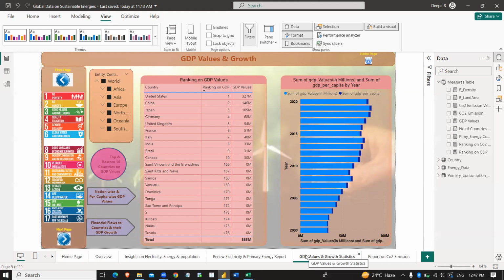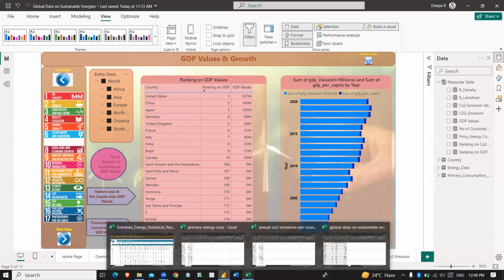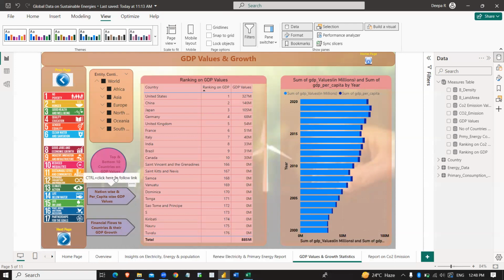So I thought of including the GDP values, where I'll be getting the actual values, where I can measure the countries and their GDPs. So I searched the GDP values for all the 176 countries, and I've entered it for all the 20 years here. So if I check now, it is showing the top and bottom 10 countries on GDP values. These are the top countries which have high GDP values, and the bottom countries are shown here.